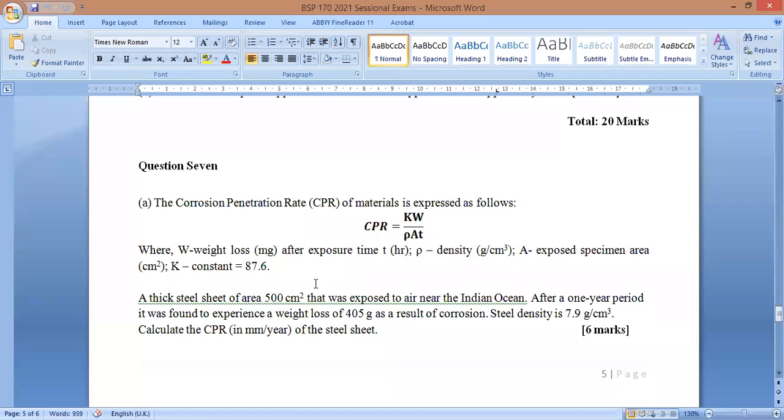So like we said, K depends on the unit that we're using. So here we've been asked in millimeter per year. So meaning this constant, you get it as if it is for millimeter units. So you put your K there, 87.6 in the numerator. Coming to the W. W is weight loss in milligrams, as you can see here.